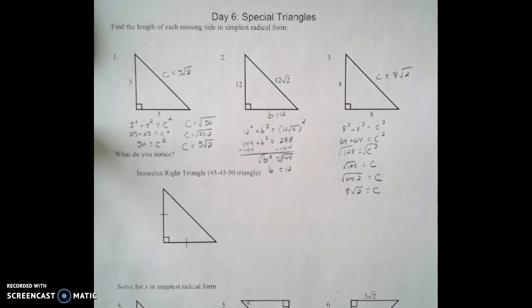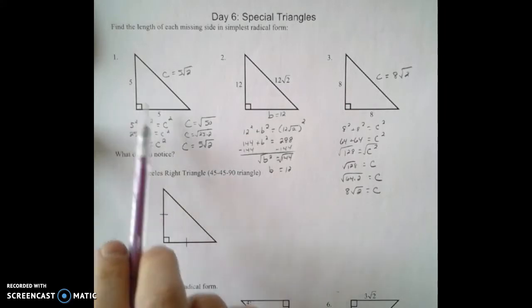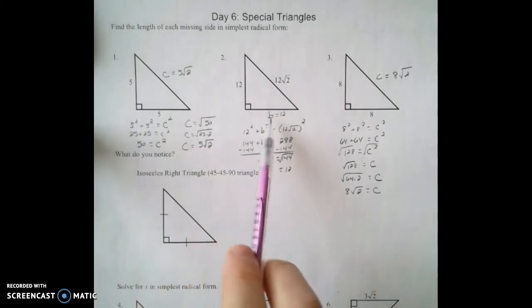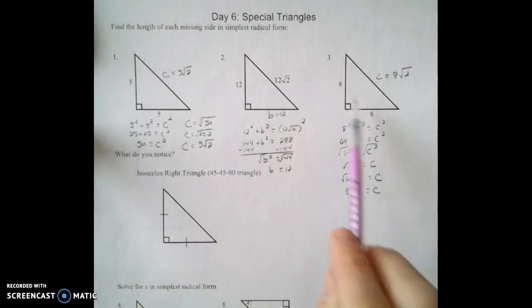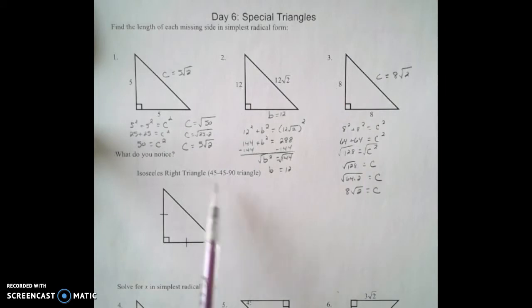Hopefully what you're noticing here is that we've been working with isosceles right triangles. Isosceles is when two of the sides have the same value. In this first triangle, these two are equal to 5. Second one, these two were equal to 12. Third one, these were both equal to 8. This is also in degrees a 45, 45, 90 degree triangle. We know that's our right angle of 90 degrees. The other two angles are going to be 45 degrees.